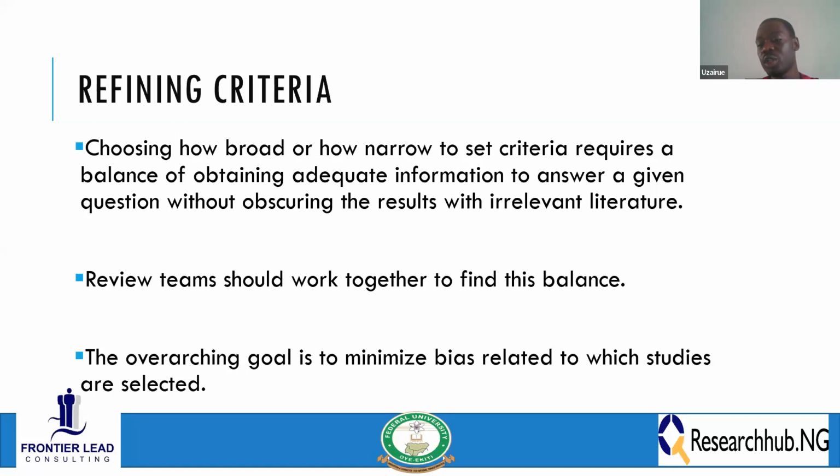Then the next one is that the review team should work together to find this balance. That's why for a systematic review, one individual cannot sit down and do a systematic review. It has to be a combination of efforts. The reason is that during the process of reviewing literature, there might be some studies that you deem fit and that meet your inclusion criteria, while the second or third reviewer may say no.